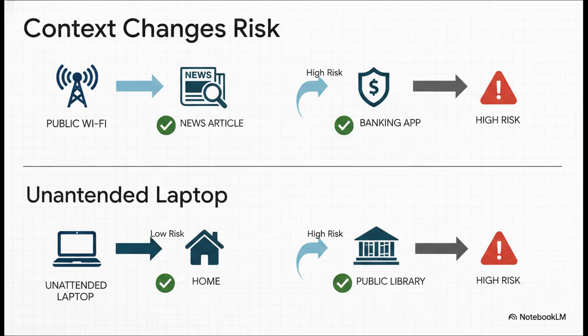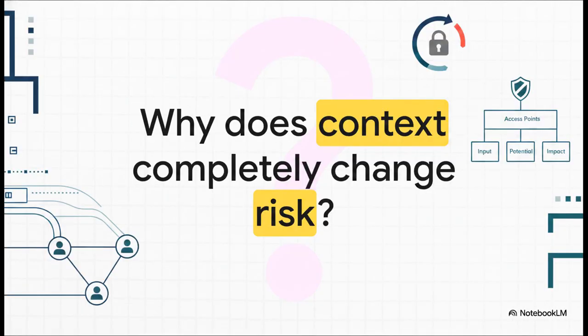Leaving your laptop open in your locked apartment is totally fine, but leaving it unattended on a crowded library table, that's a massive risk. Even sharing information scales like this. Sharing just your first name is low risk, but sharing your full name, address, and daily schedule is a totally different ballgame. I want you to take a moment and just consider this core question. Why might the exact same action be low risk in one situation, but incredibly high risk in another?